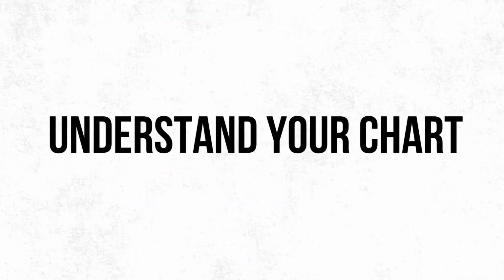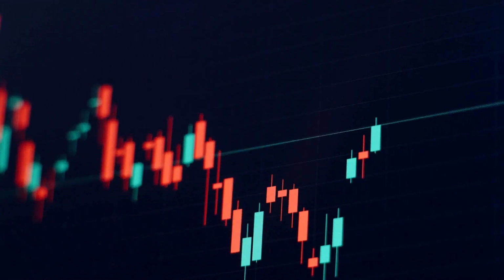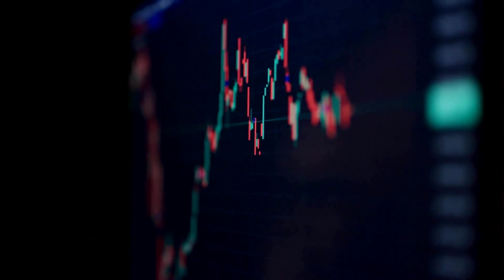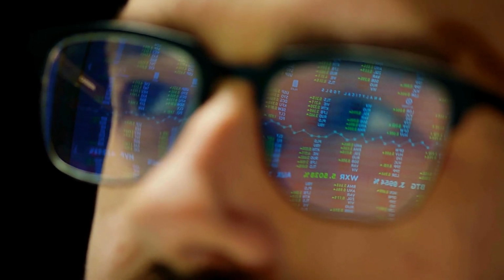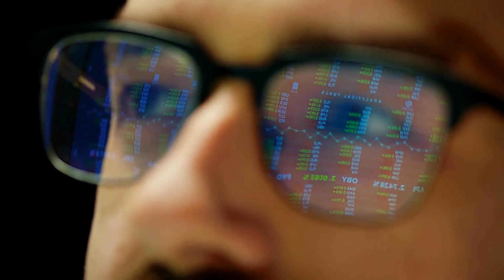Try to understand the chart intimately. Do you understand what each candlestick means to you? Do you know what constitutes the market structure? A lot of secrets are laid bare before your eyes. You just have to know how to utilize them.